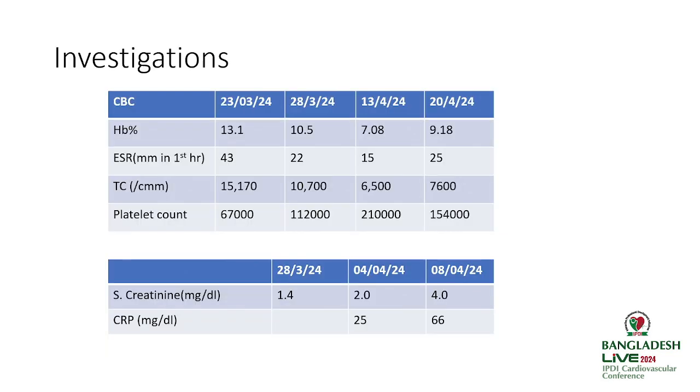And his investigation report shows hemoglobin, which is initially normal, but with time it reduces up to 7 gram per dl, and ESR was mildly raised at 43 millimeter, and total count of WBC was increased initially, and with time it reduces as he received several antibiotics. But creatinine level was progressively rising from 1.4 milligram per dl up to 4 milligram per dl, and CRP was raised at 66 milligram per dl.